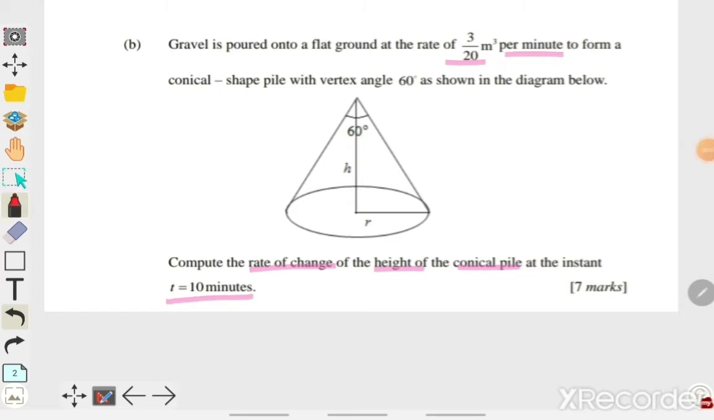Identify our keyword. You have the keyword of rate. Rate must be related to time. So this is with respect to time. Next, you can see that the unit is meter cubed. That means this is the volume, the rate of volume equals 3 over 20, meters cubed per minute. Alright, now we already construct the first formula.